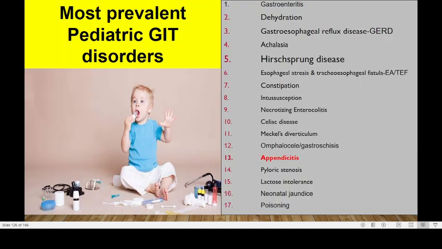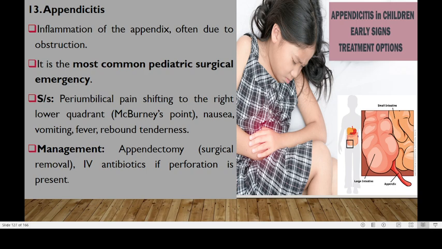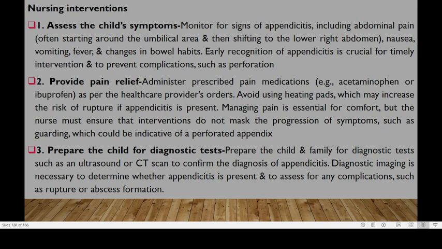The next condition is appendicitis, which is inflammation of the appendix, often due to obstruction. It is the most common pediatric surgical emergency. The patient presents with periumbilical pain shifting to the right lower quadrant, McBurney's point, nausea, vomiting, fever, and rebound tenderness. For management, we normally perform an appendectomy, that is, surgical removal of the appendix, along with IV antibiotics if indicated.